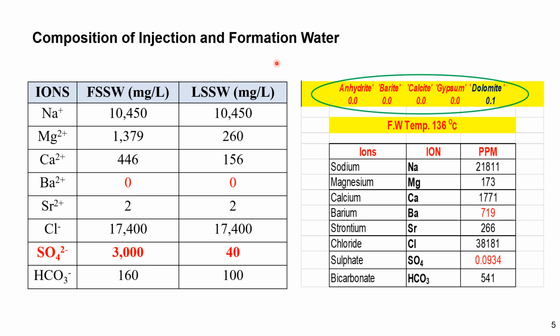Here is the composition of injection and formation water. We can see the injection water in full sulfate and low sulfate. In full sulfate the SO4 concentration is about 3000 milligram per liter, and in low sulfate the concentration of SO4 is about 40 milligram per liter. Here is the formation composition; you can see the barium is about 700. Also SO4 is a very low concentration in formation water. Here you can see the mineralogy of this field. It is carbonate and dolomite.